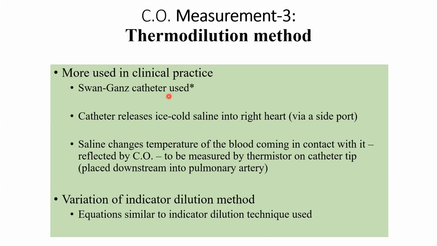Now, when you take this catheter, you insert it through a peripheral vessel, and you keep on pushing it till it literally ends up inside the heart, in the right side of the heart. Now, when it's there, from the side port, that's the pocket that I mentioned just before the tip, you have a side opening. From the side port, you introduce from outside ice cold water, ice cold saline, into the right heart.